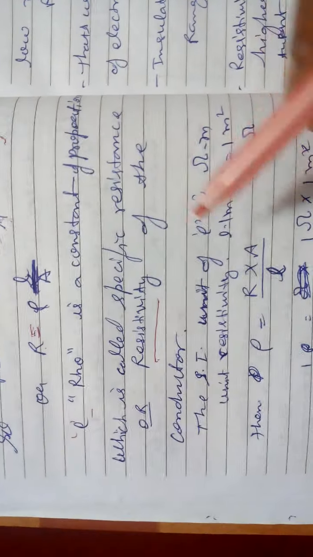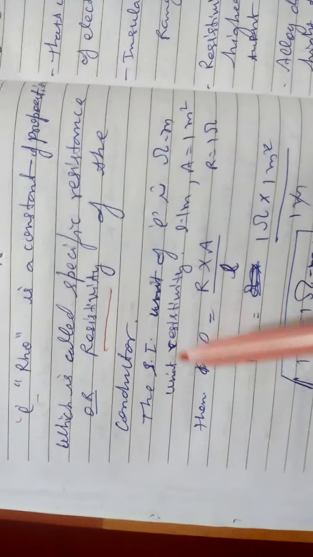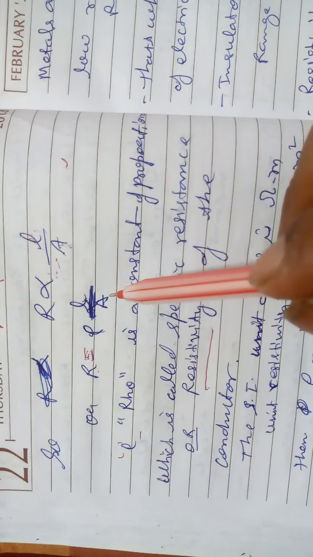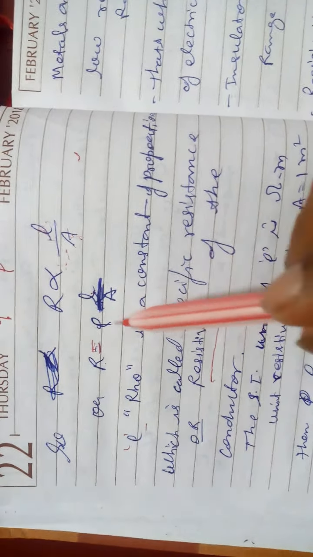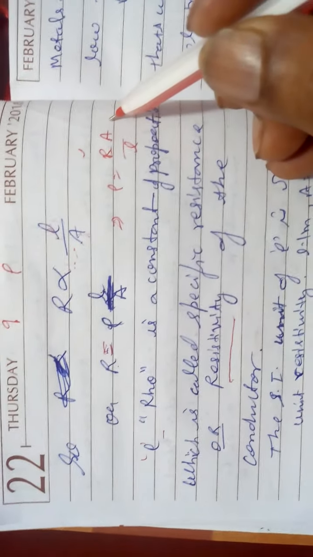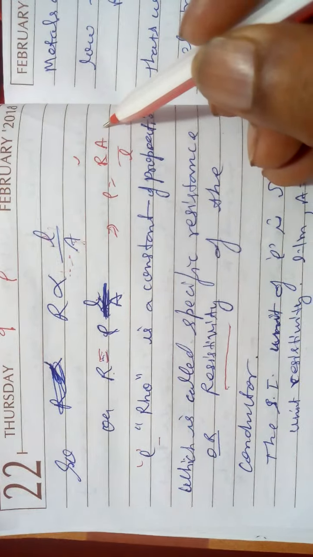It is simply a characteristic of the material. Now the SI unit of this, based on the formula. In SI units, length is measured in meter and area in meter square. From the formula rho is equal to RA upon L, with R in ohm, A in meter square and length in meter, we get ohm into meter square upon meter. Meter and meter cancel, so ohm meter is left. So its SI unit is ohm meter.